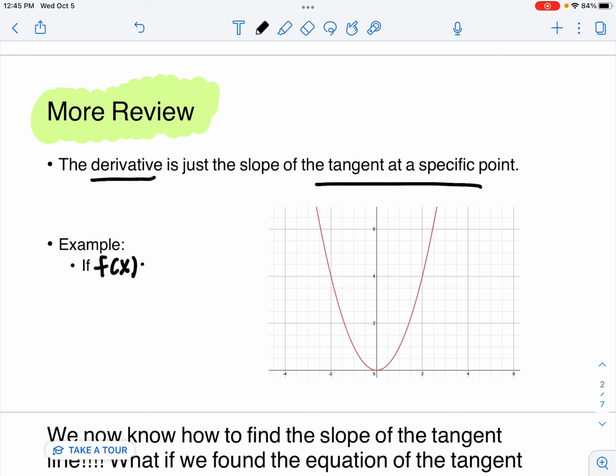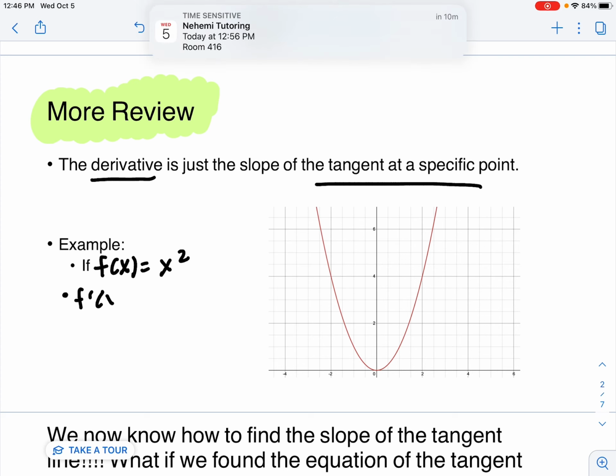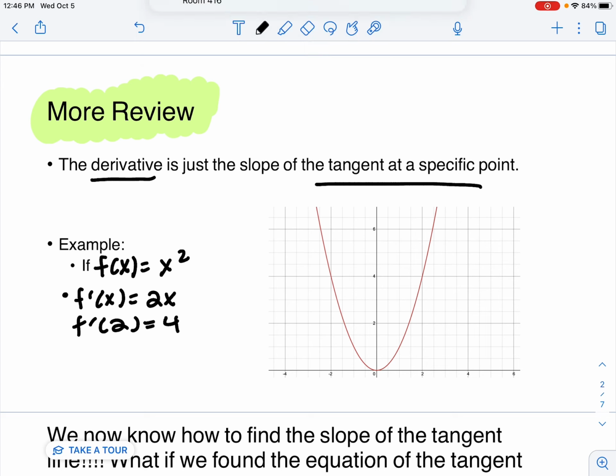It looks like it erased it a little bit when I sent it to Notability. f prime of x equals 2x, and then f prime of 2 equals 4. Okay, so that's what your notes should say. Over here on the right, what we have graphed is the function x squared. It is just a quadratic. There is nothing too crazy.